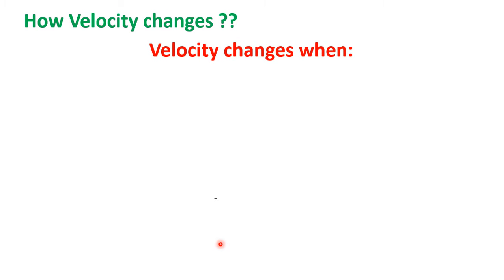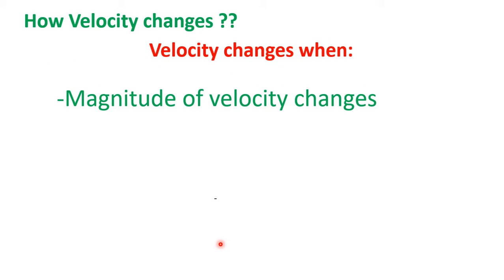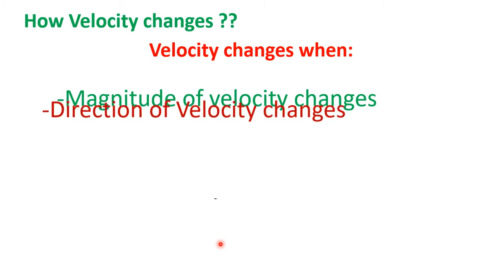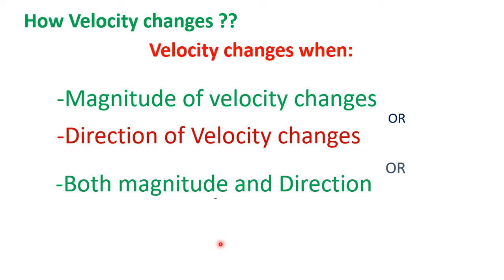Velocity changes when, number one, the magnitude of velocity changes, or the direction of velocity changes, or both magnitude and direction change. Then velocity will change. Now you will ask how the magnitude of velocity changes. So let's see one by one how the magnitude of velocity changes.